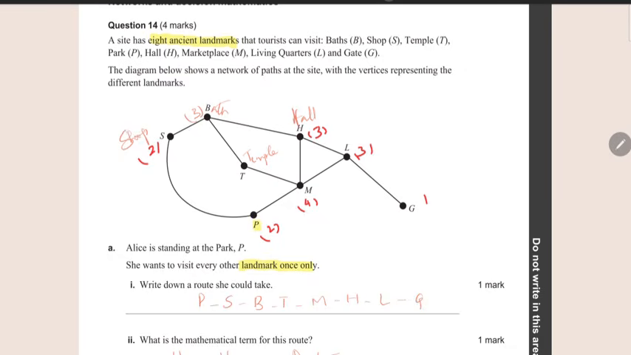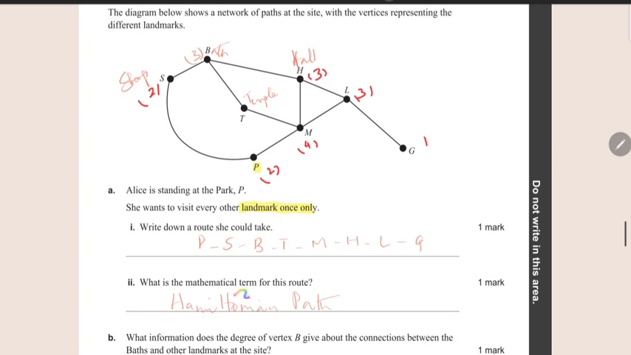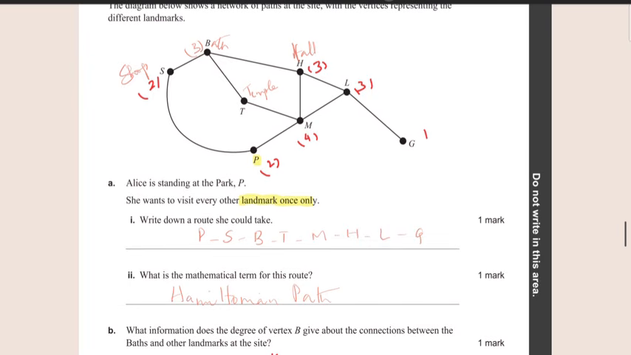G. Now in a Hamiltonian path, you should look at the alphabets. Alphabets don't repeat, okay? So what's a mathematical term for this route? It's the Hamiltonian path.